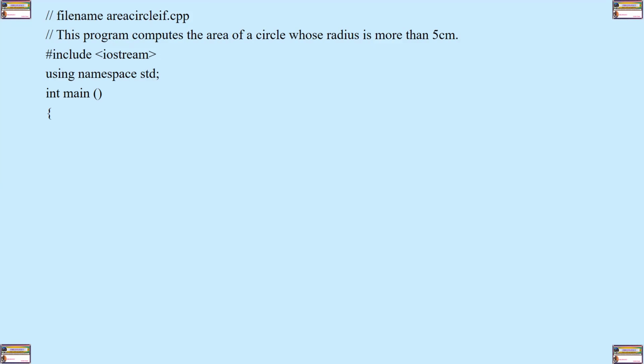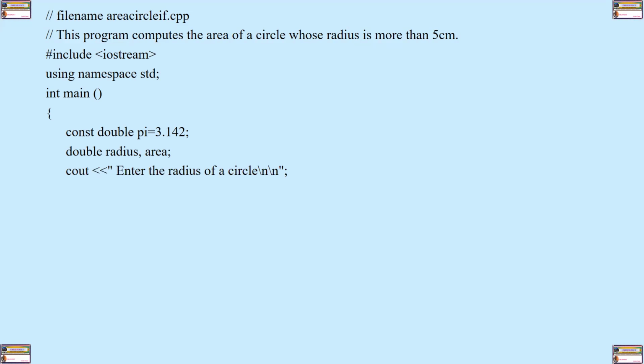Then we have int main. We have the opening parentheses, opening braces. Then the statement for declaring and assigning 3.142 in a memory location called pi, whose value does not keep on changing during the program execution. Then we set the memory locations, one for holding area and one for the value entered for radius, and they are of double type. Then we prompt the user for radius, enter the radius of a circle.